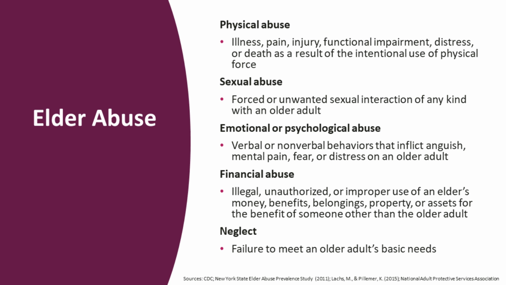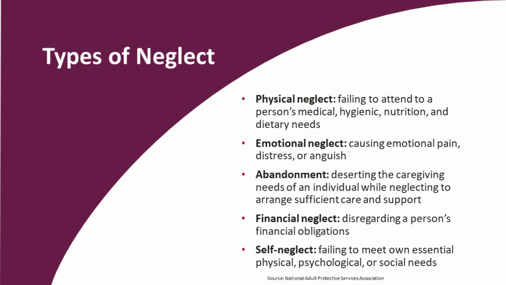And so again, those types of abuse are listed up there on the slide, and then the next slide goes a little bit more in depth on the types of neglect. And the one that I want to focus on is self-neglect. So we have listed here physical neglect, emotional neglect, abandonment, financial neglect, but self-neglect happens when an older adult themselves fails to meet their own essential physical, psychological, or social needs, which can threaten their health, safety, and well-being. This includes providing themselves adequate food, clothing, shelter, health care for their own needs.